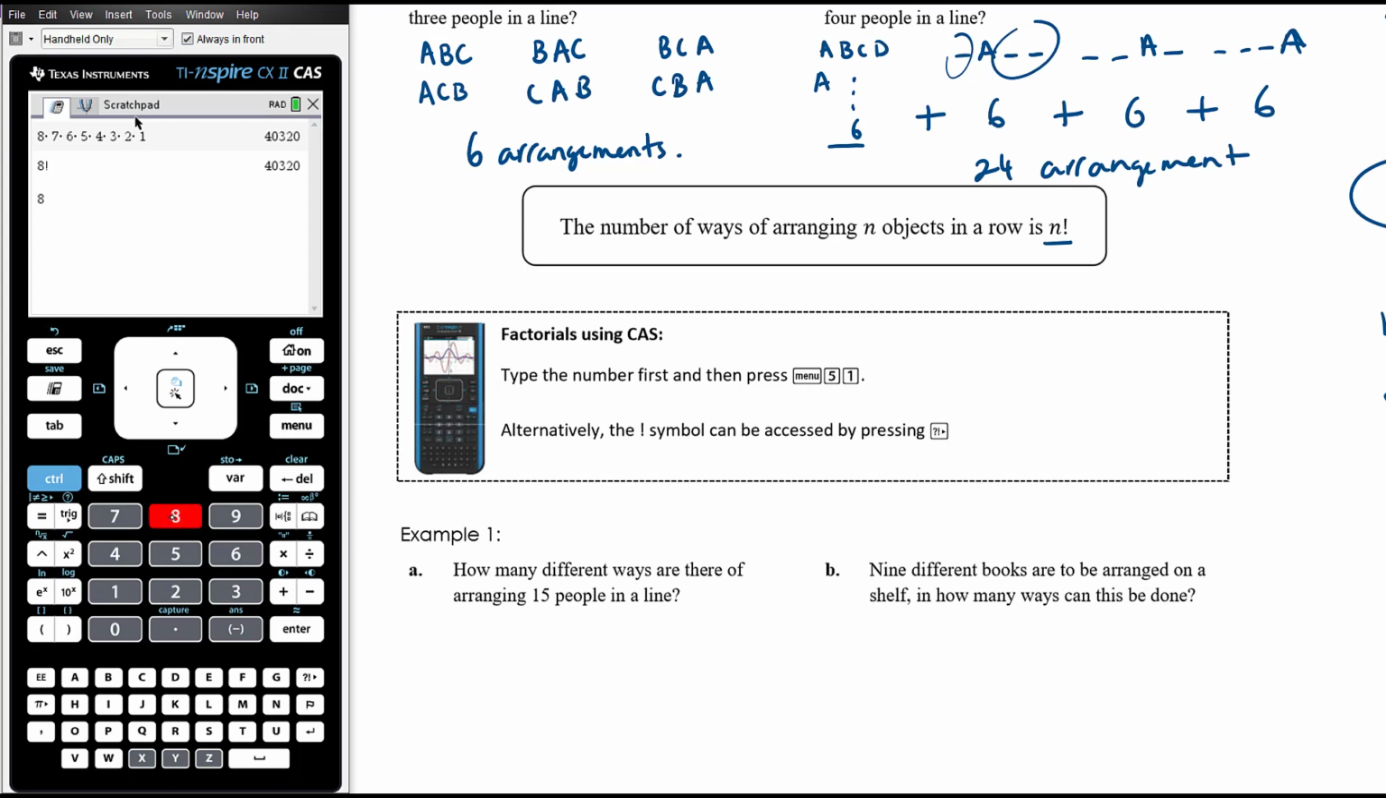There is also, I think it's in the pi button down here. No, it's not there. It is over here on the right next to the letter G. Next to the letter G, you can get the exclamation point here. But actually, if you know menu 5.1, I find it's quicker to type menu 5.1.